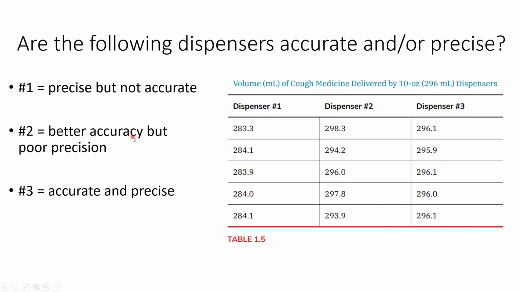And with this one, I said better accuracy, but again, without precision, that accuracy doesn't really mean anything, because it's just kind of bouncing around. We don't know what it's going to be at any point. At least with this dispenser here for the first one, it is very precise. So we can be certain whenever we use this one that it's going to be like 284. Whereas this one, we might get 293, we might get 298. So it's going to be a pretty big range by comparison.